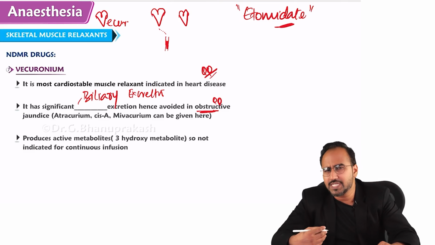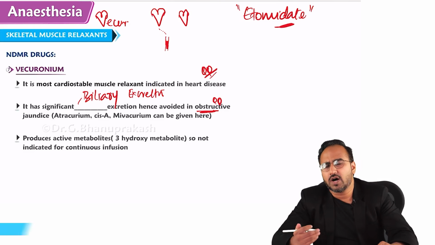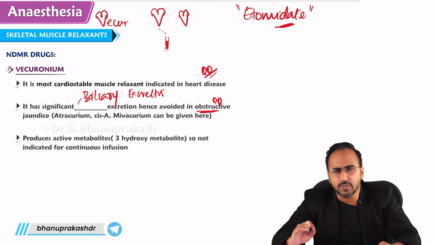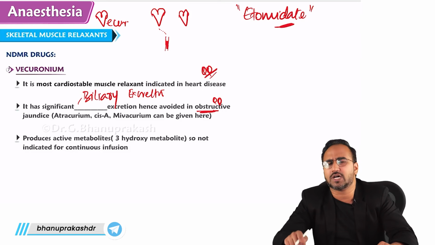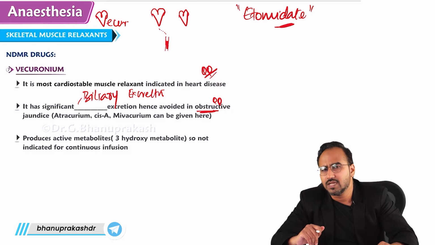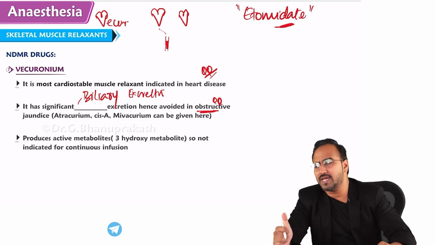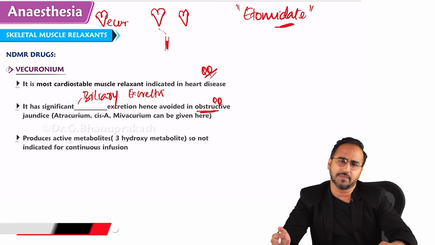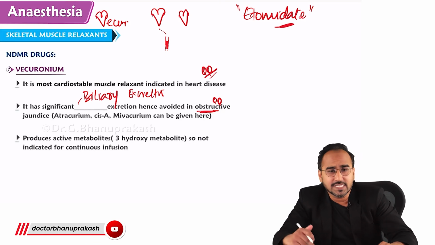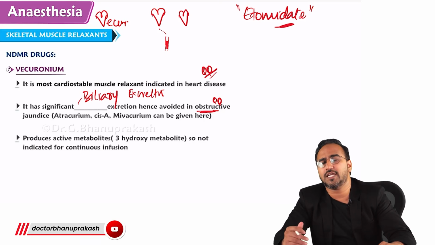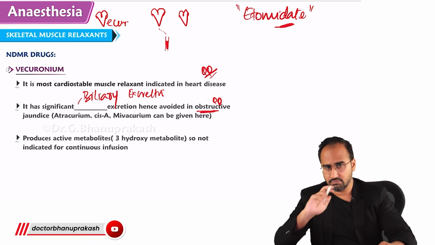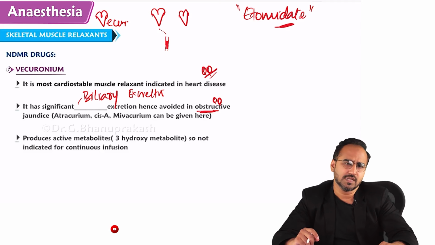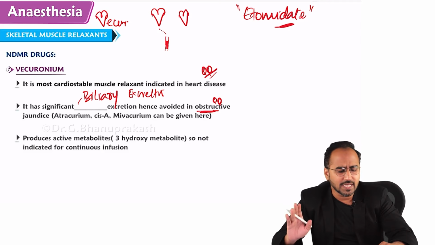So, if the patient has obstructive jaundice or hepatic failure, the only muscle relaxant that could be safely given in obstructive jaundice or hepatic failure is what, guys? Cisatracurium, the best choice. If Cisatrac is not there, you go for Atracurium. If Cisatrac and Atrac both are not there, then you go for Mivacurium. Why do you go for Mivacurium, guys? Cisatrac and Atrac, you can easily tell.